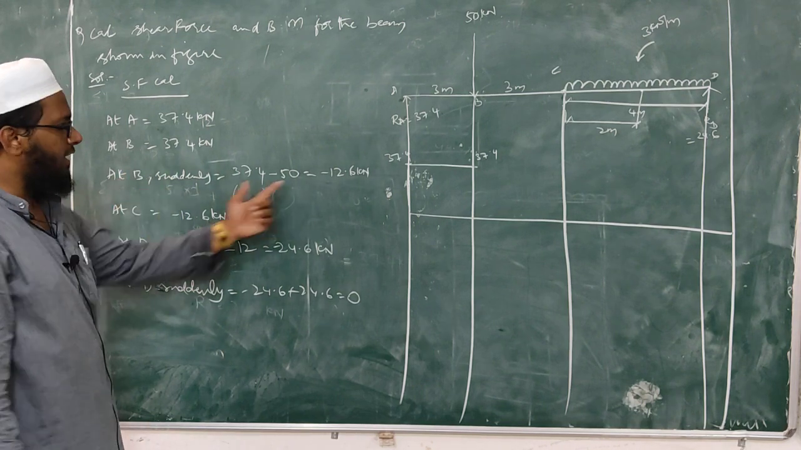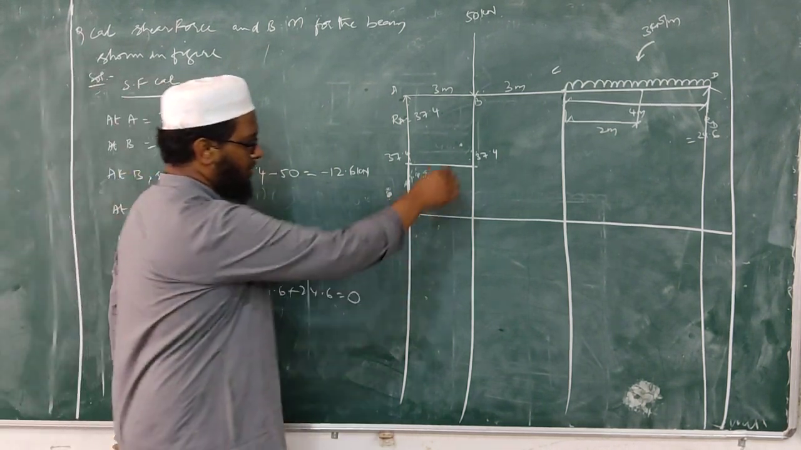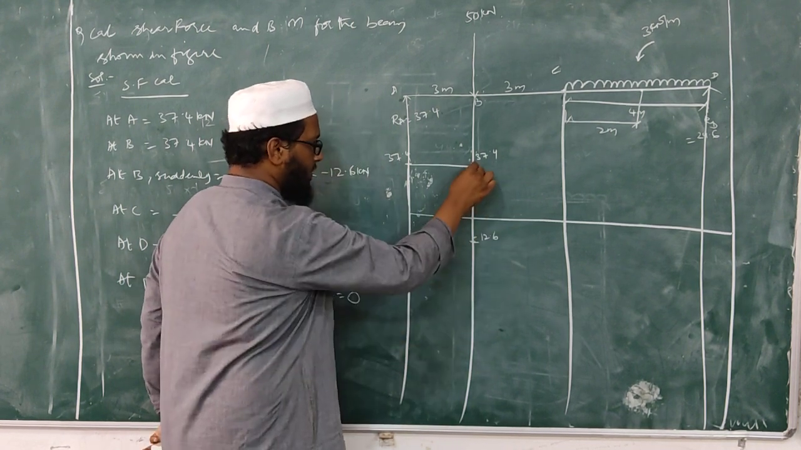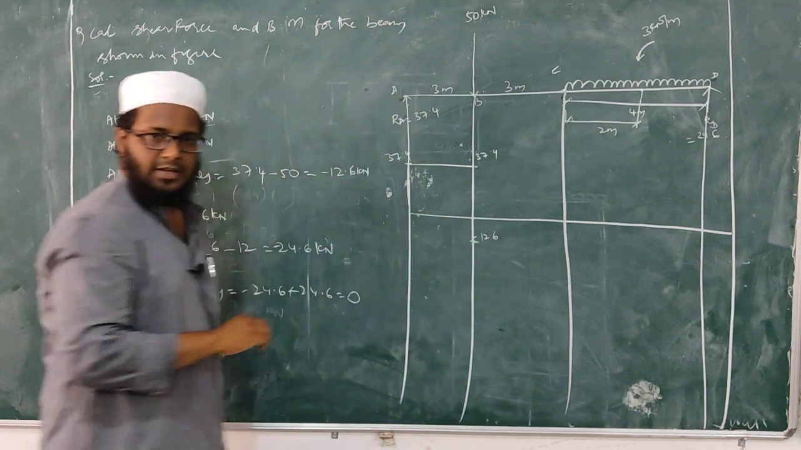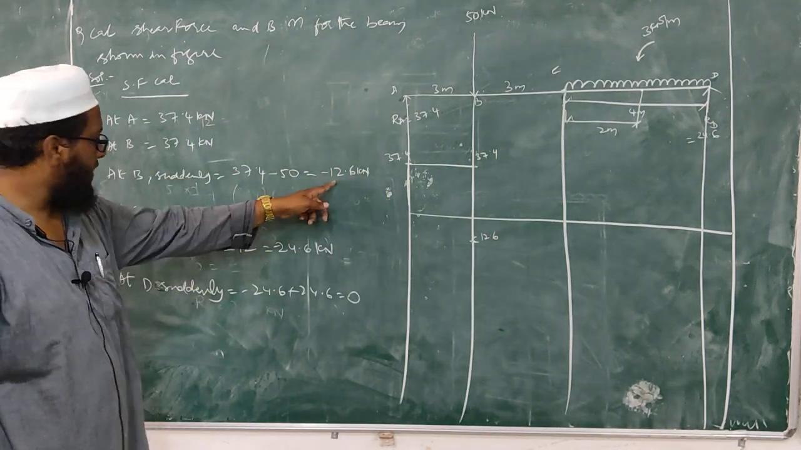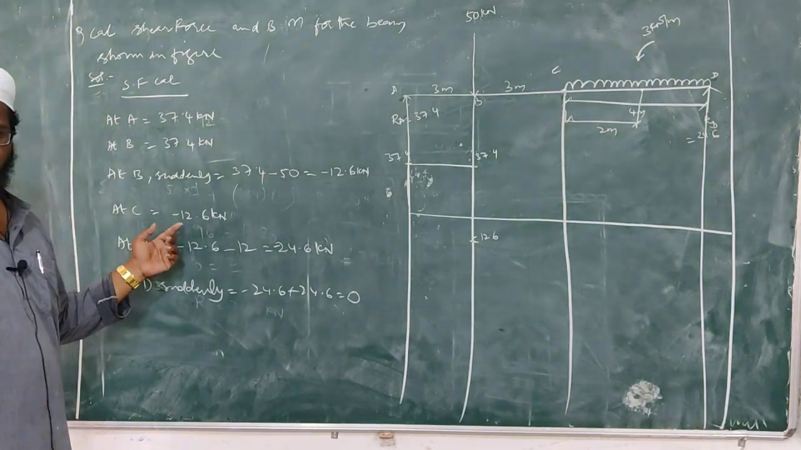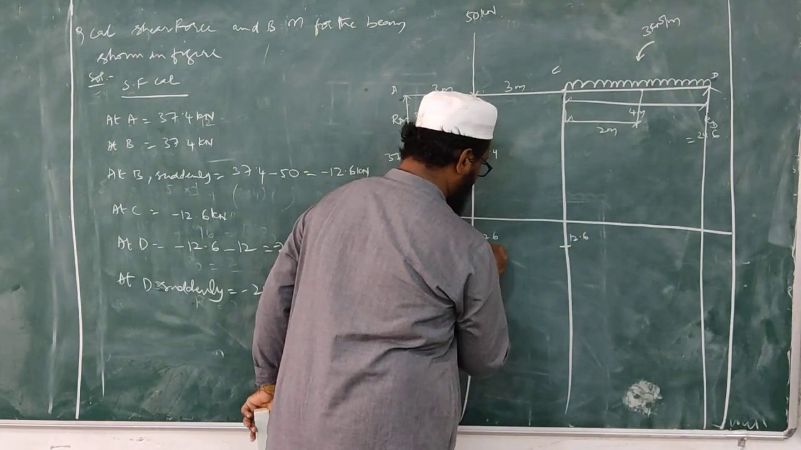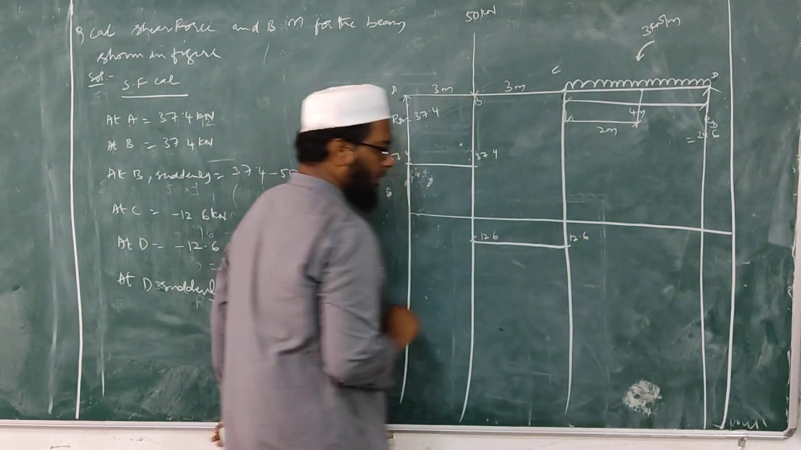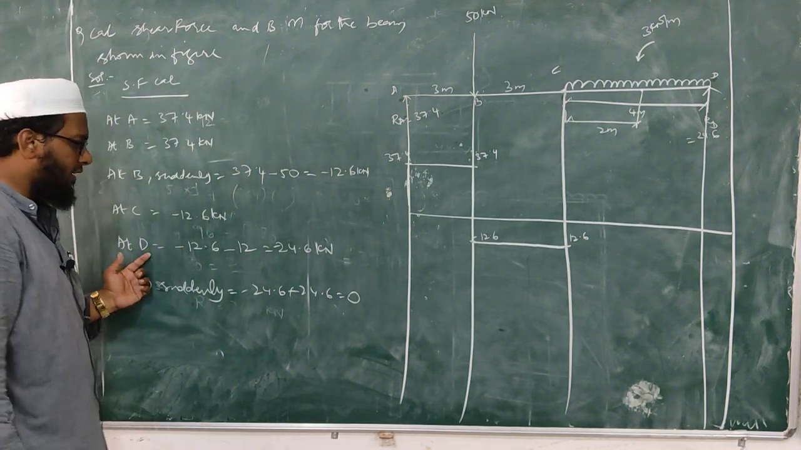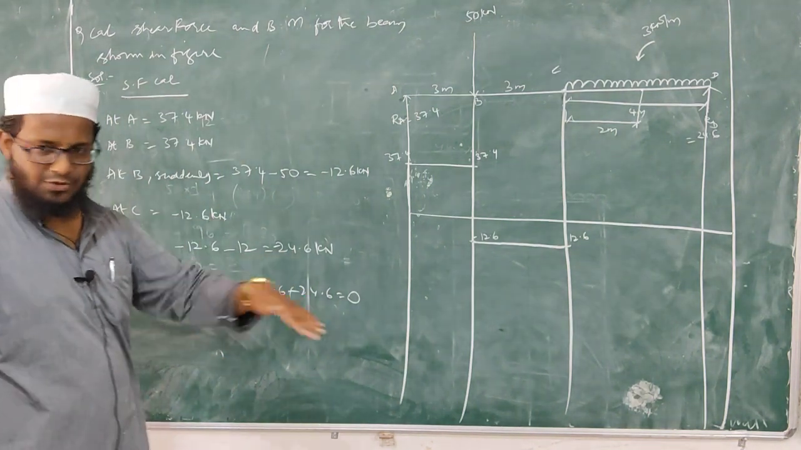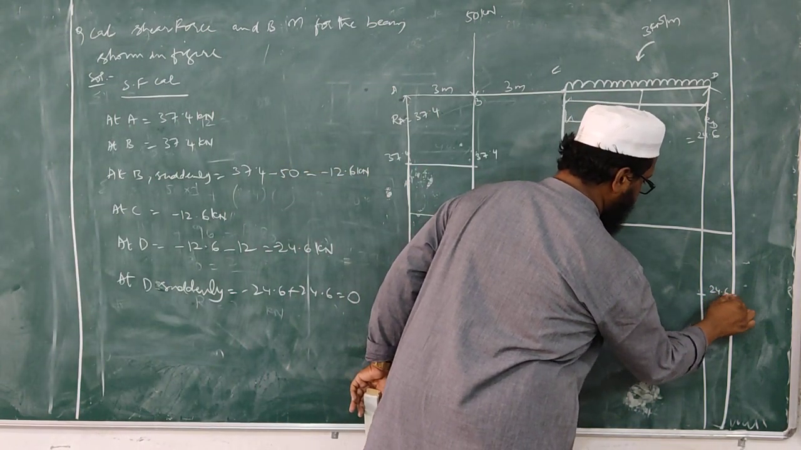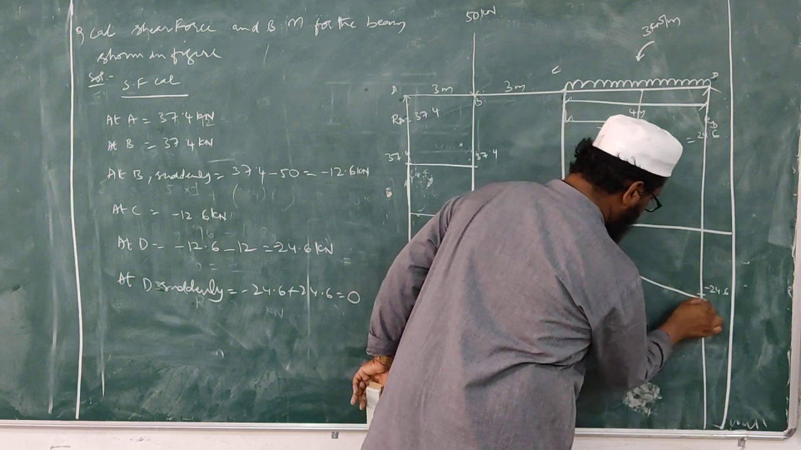Then what happens at B? Suddenly it is coming down, that is minus 12.6, somewhere here. So the shear force is decreasing at this particular point, minus 12.6. Then at C what happens? No change. So that is 12.6. Okay. Then at D what happens? It changes to 24.6, somewhere here. So we will have an inclined line.